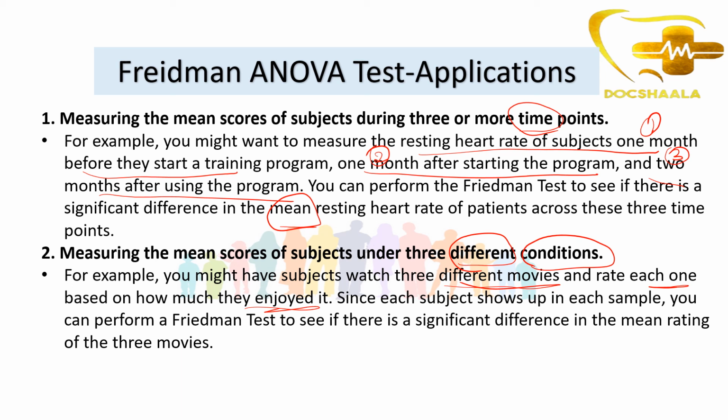We take a group of friends, and we ask them to watch 3 movies. So the same person is watching all the 3 movies, and the same person will be rating each and every movie, right? So the subjects are not changing. The only thing that is changing is the movie. So based upon the mean of the ratings that they have given, we can see a significant difference, like which movie is doing better. Okay, so that is what we can do with the Friedman ANOVA test.